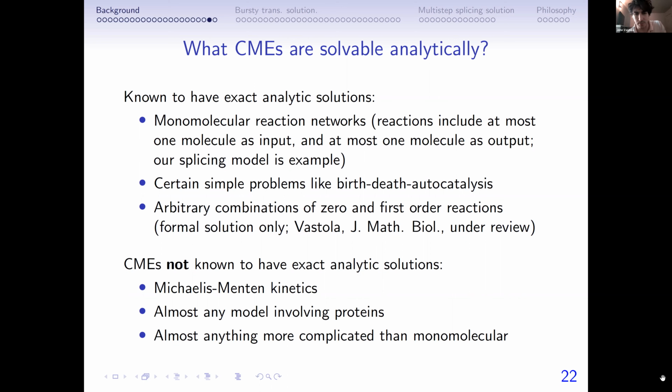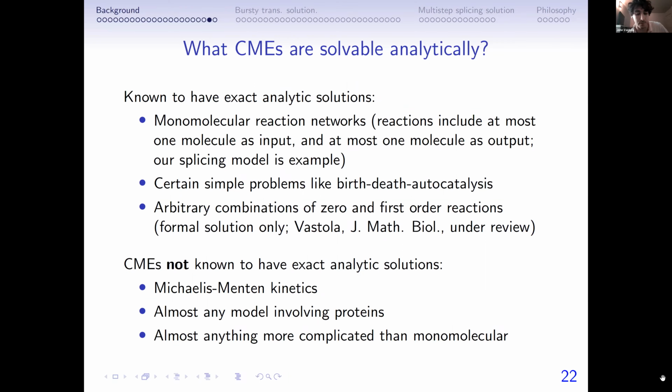There's other simple problems that you can solve, but they're really simple, so maybe not that useful in practice. And then you can say some formal mathematical things about them. For example, I have a paper under review in the Journal of Mathematical Biology, giving a formal solution for arbitrary combinations of 0 and first order reactions, but it's the kind of thing where it's cool that you can do it at all, but it's not the kind of thing that you could put on a computer or at this point really usefully apply.